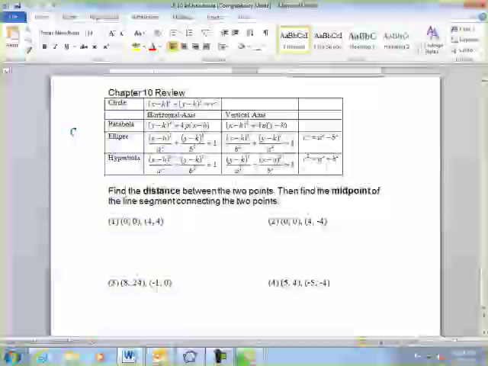So this chart that has been at the top of our notes for the past couple days will be at the top of your test as well. The first group of questions asked us to find the distance between the 2 points and then also to find the midpoint between the points.